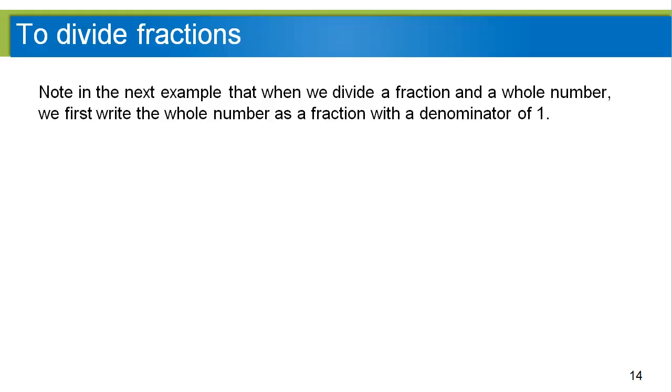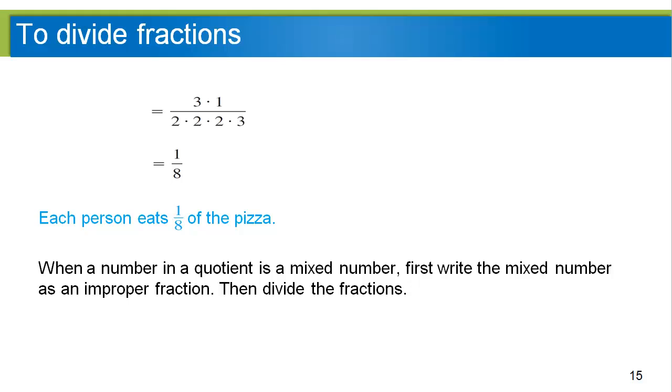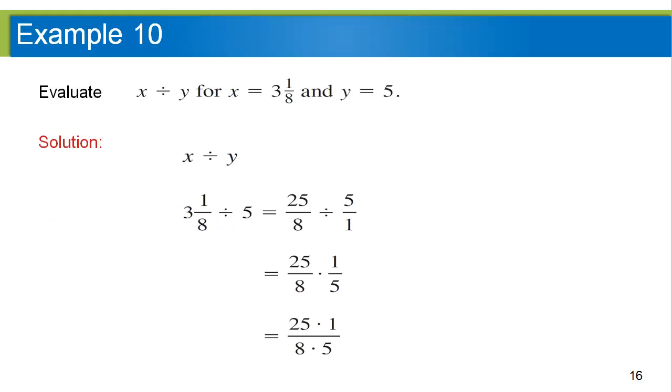Remember that when we divide a fraction and a whole number, we first write the whole number as a fraction with a denominator of 1. It's the same thing we did when we multiplied. So if we're trying to figure out something like this, where we've got a simple x divided by y, where x is 3 and an 8 and y is 5, now we have this ugly looking thing of 3 and an 8 divided by 5. We have to remember that 5 is the same thing as 5 over 1.